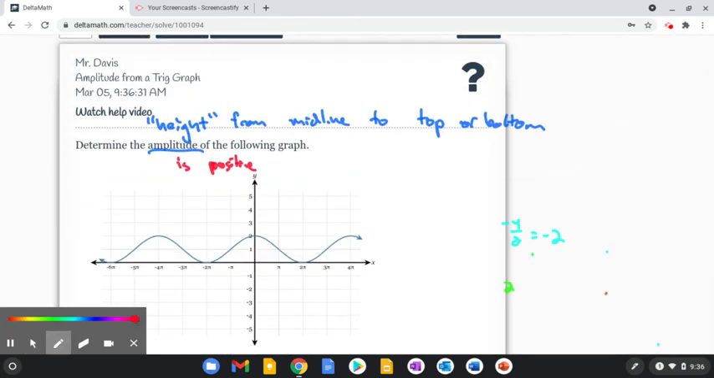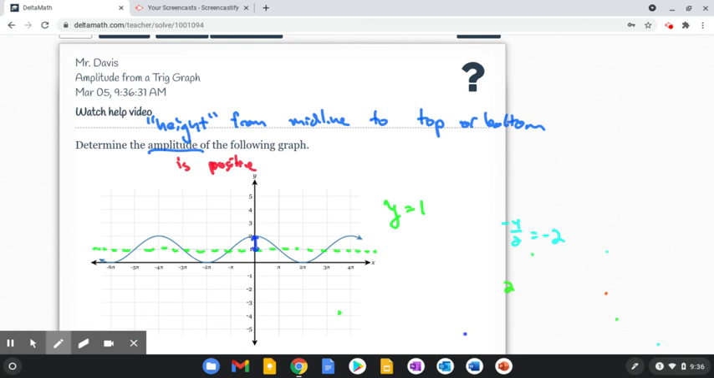So the amplitude of this one, you can probably find the midline on this one relatively easily. Midline is just a line that goes through there. So the midline of this function looks like it's right there at y equals 1. So the amplitude of this thing is the distance from here to here. Right, pretty easy to see, it's just 1. All right, so the amplitude is 1.